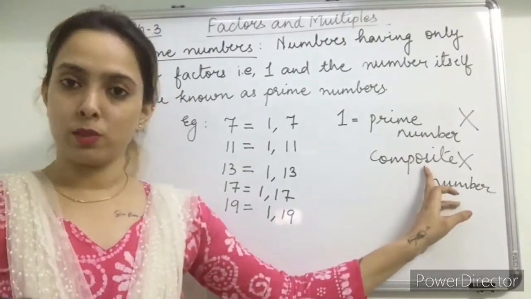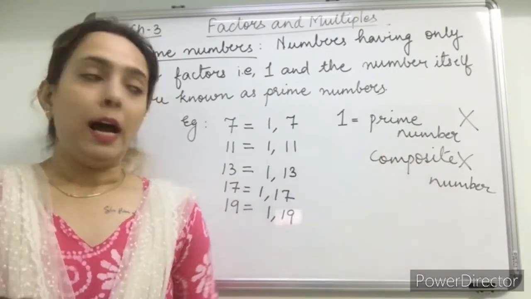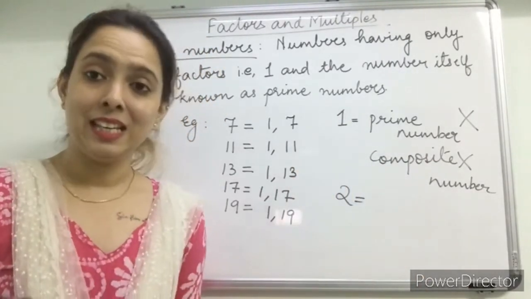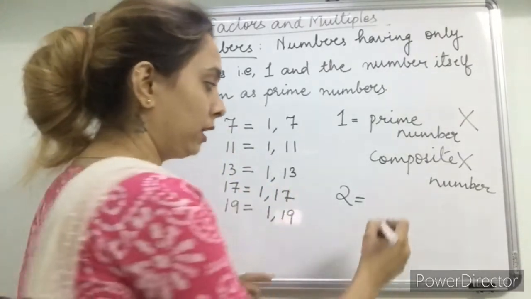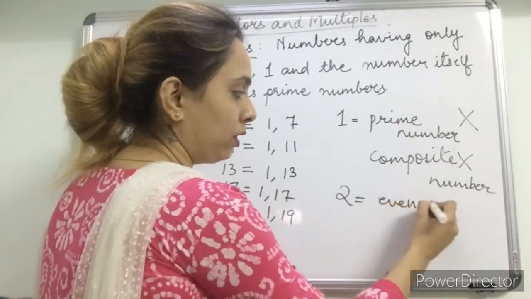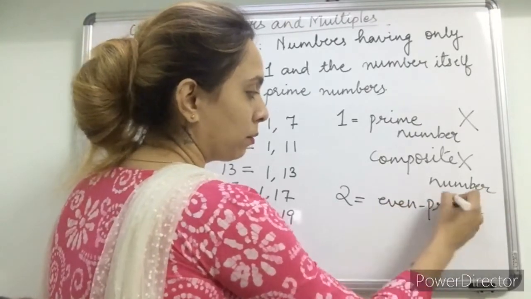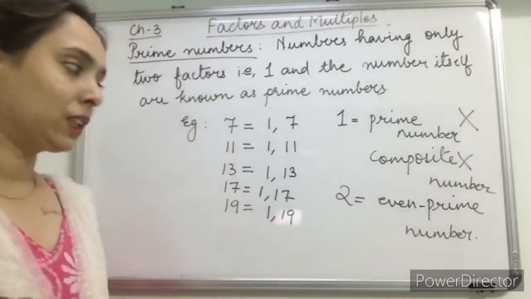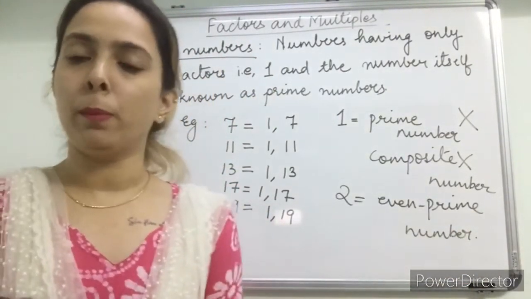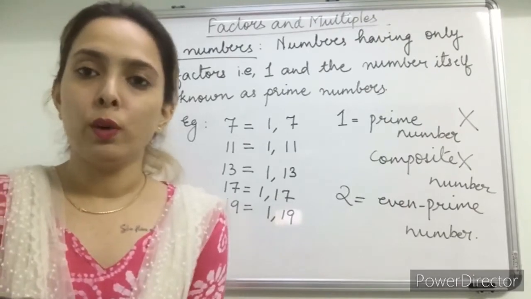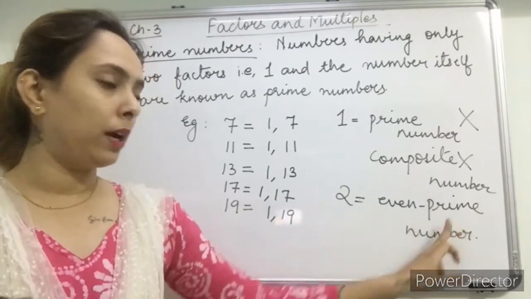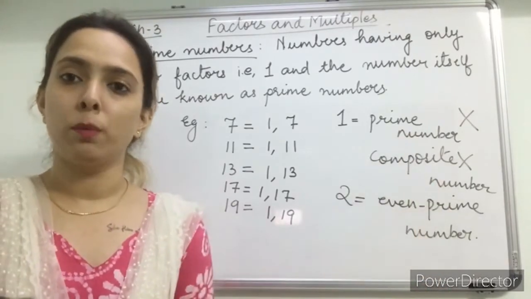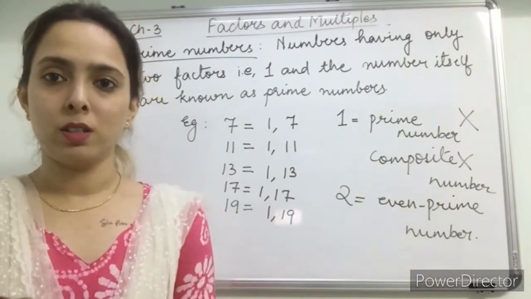We will discuss composite numbers now. And 2 is the only even prime number. If somebody asks you what is 2, is it a prime number or composite number, you will say 2 is an even prime number. That is it. These two things you have to remember. Let's move to composite numbers.